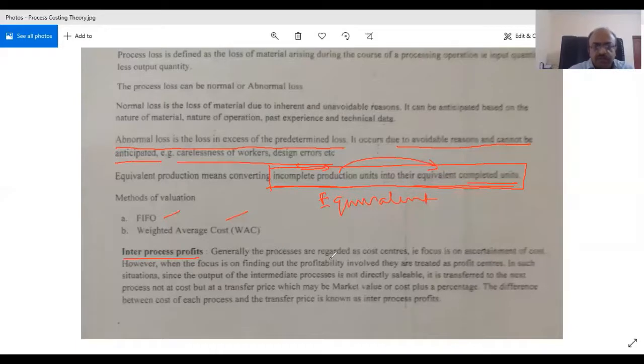Generally, the processes are regarded as cost centers, that is, the focus is on ascertainment of cost. However, when the focus is on finding the profitability involved, then they are treated as profit centers. So this process fellow will say, see, I am giving it at cost. What is my profit? How do I know? I have to get some profit, right?